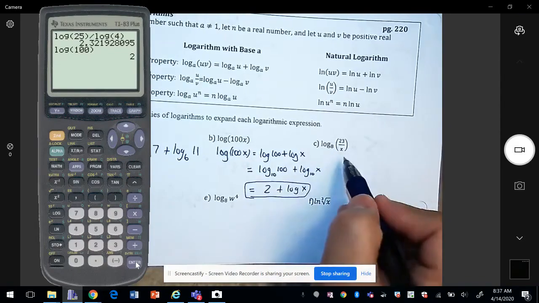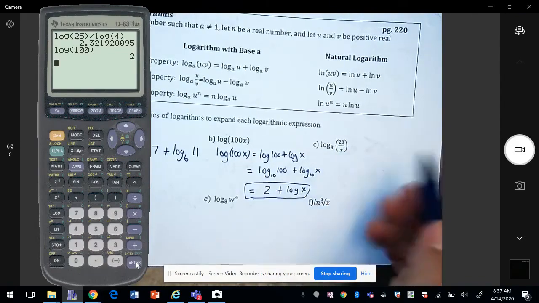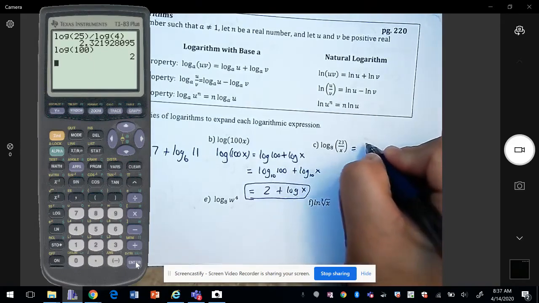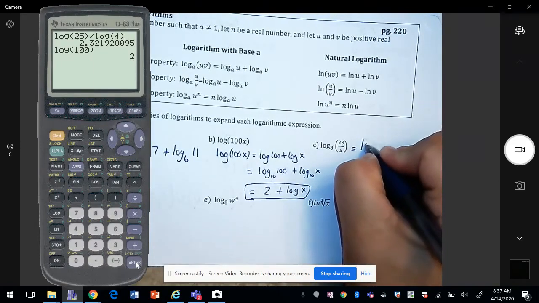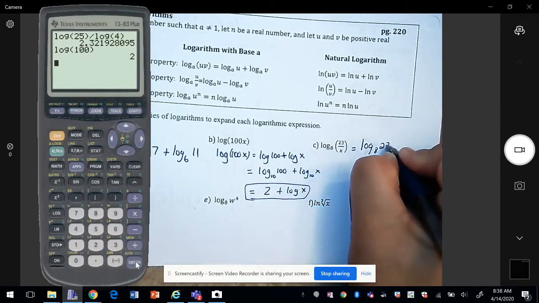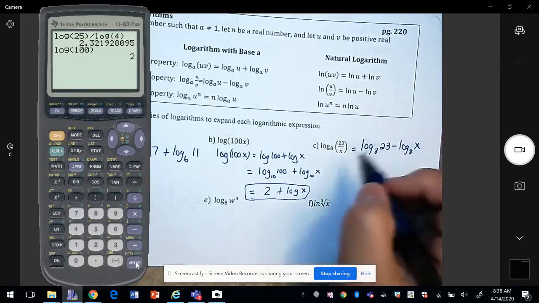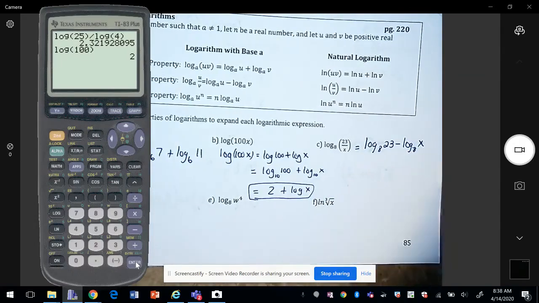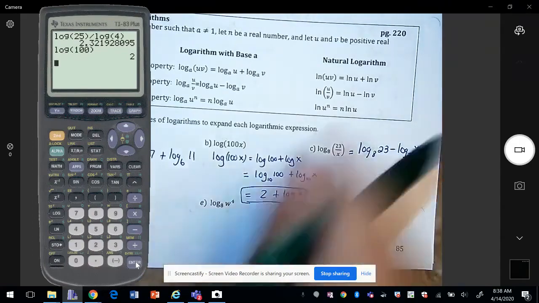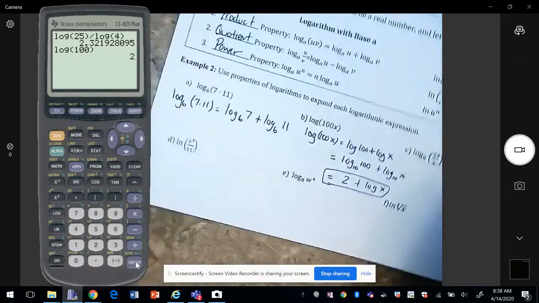For letter C, notice that 23 and x are being divided. So we can use the quotient rule and separate this as log base 8 of 23 minus log base 8 of x. So let's try a couple more examples.